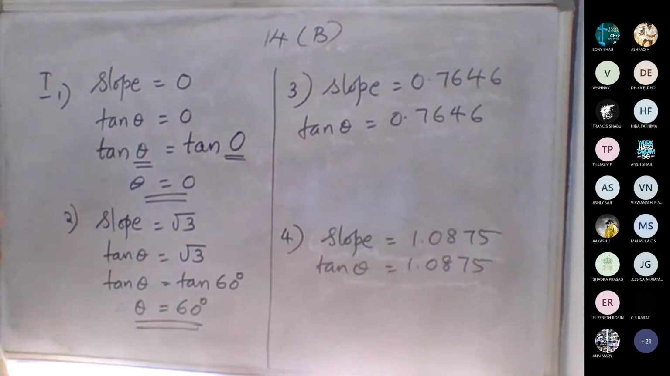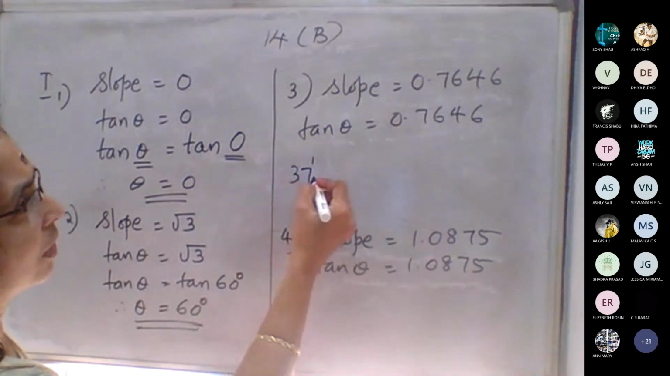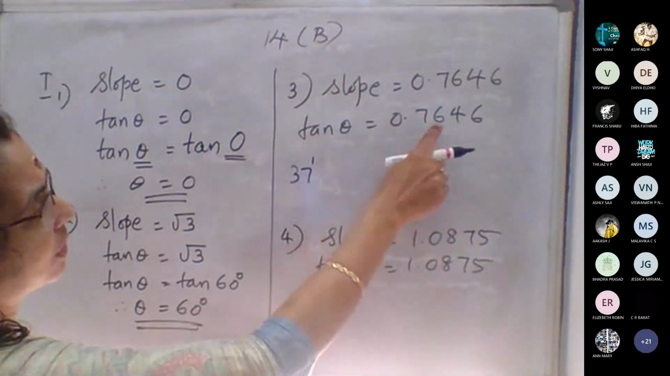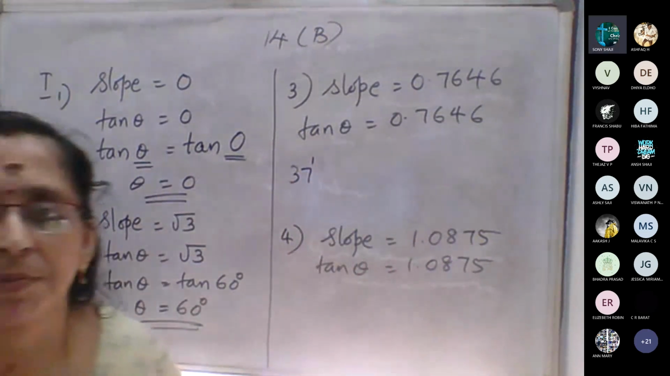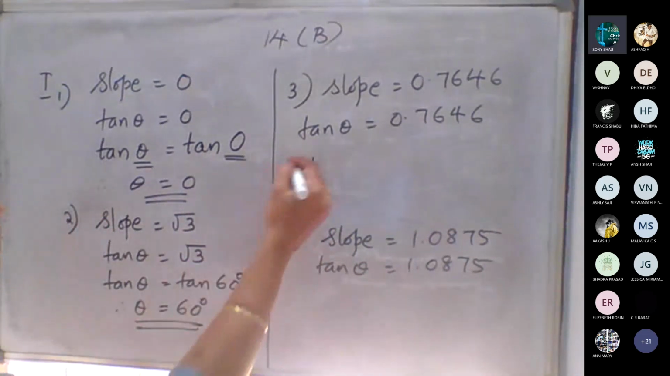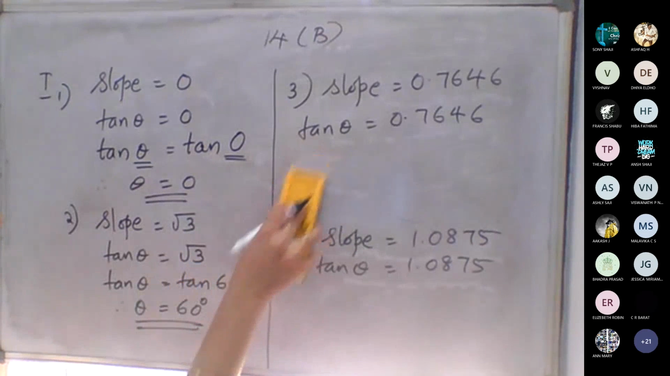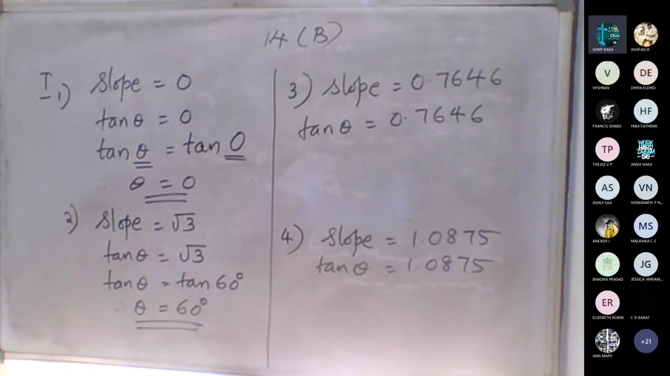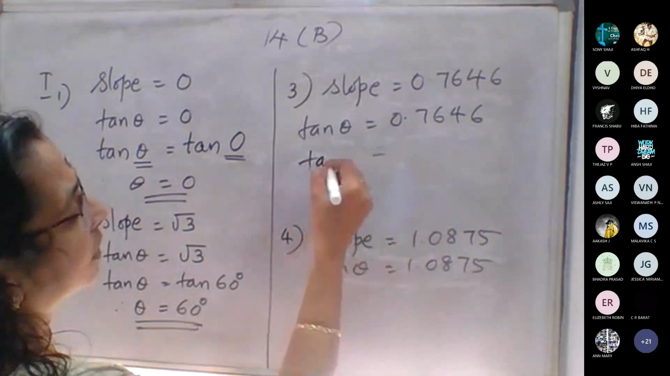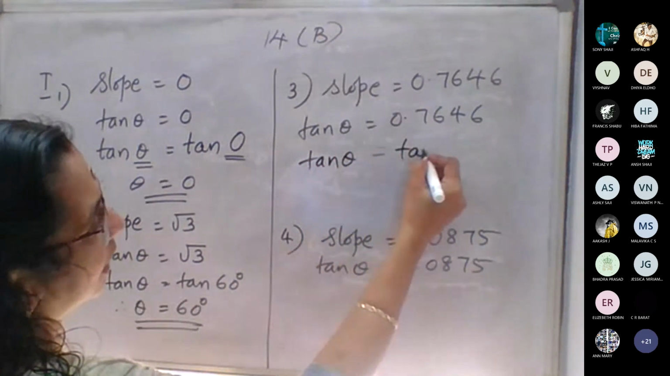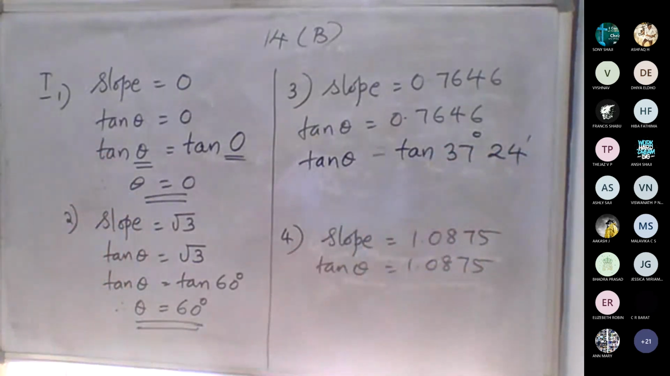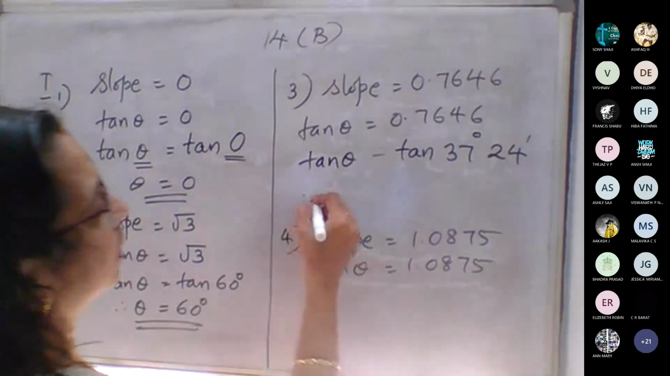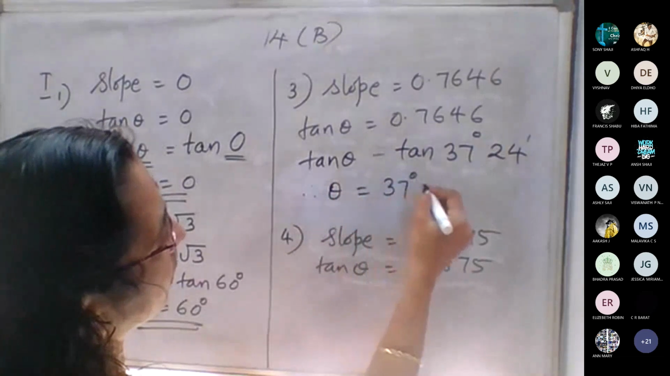Then 37 degree, up to 37. 24 minutes, 0.7646. So tan theta is equal to tan 37 degree 24 minute. Tan 37 degree 24 minute is 0.7646. So therefore theta we can write it as 37 degree 24 minute.